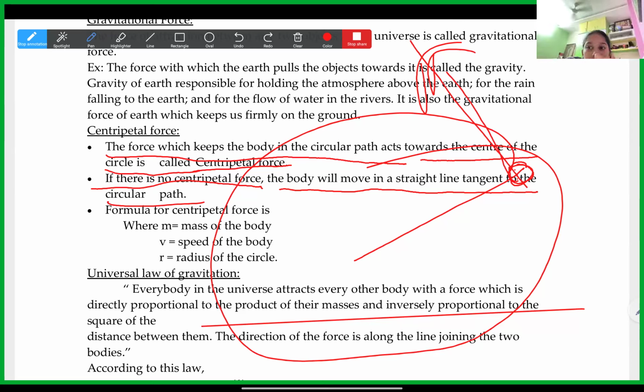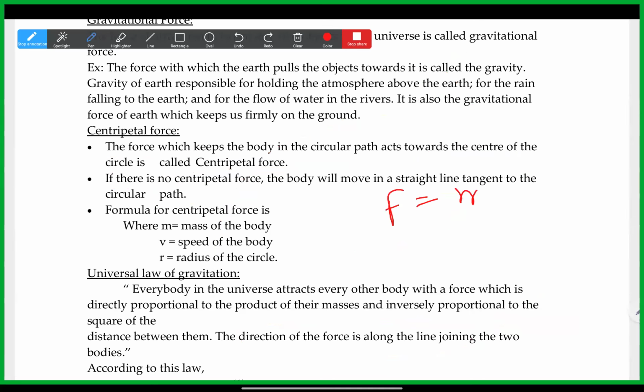What is the formula, sir? Actually, this also we will get from F equals ma only. Okay, Prithvi. So finally, the formula will come like this; for this, maybe we will apply some different things.